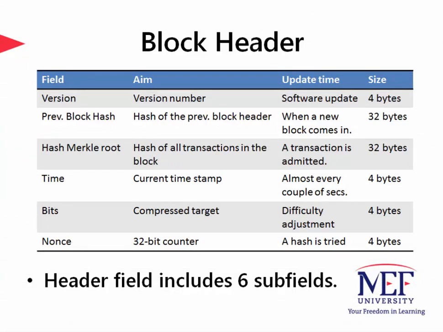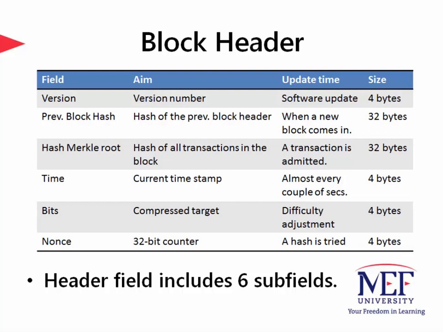Let us look into the details of the block header. There are 6 different subfields. Version number tells us the version of the protocol, and it's mentioned in this field for everyone in the network. It is updated when a software update happens. The header also includes the previous block's hash. This data field is actually what makes it a chain-like structure.